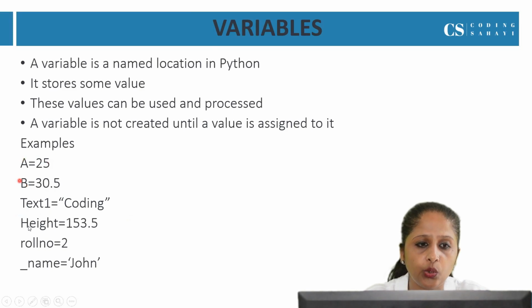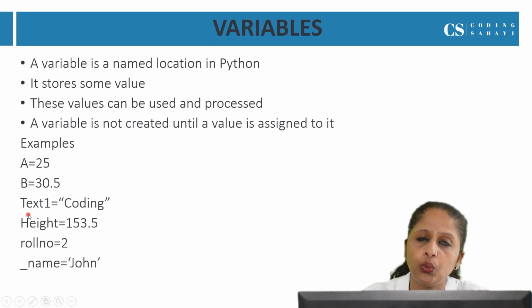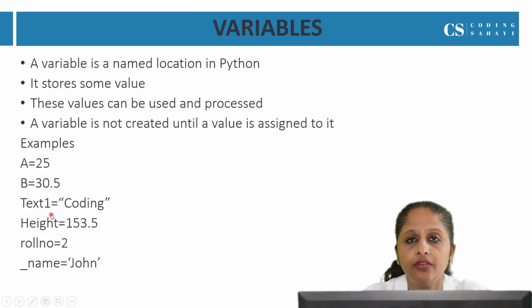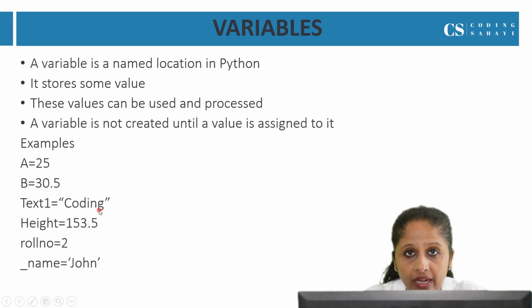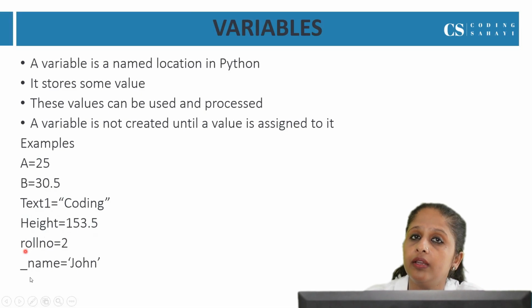Then we have another variable text1. A variable is an identifier. So here we are giving different types of variables. Here a, b, then text1. So text1 is equal to coding, with coding in double quotes. So coding is a string literal, and that string literal I am assigning to text1. So text1 is a variable which stores a string value. Then we have another variable like height, and here I am assigning a decimal value, or a floating literal, 153.5. Then roll number equal to 2, that is an integer we are assigning to the variable roll number.